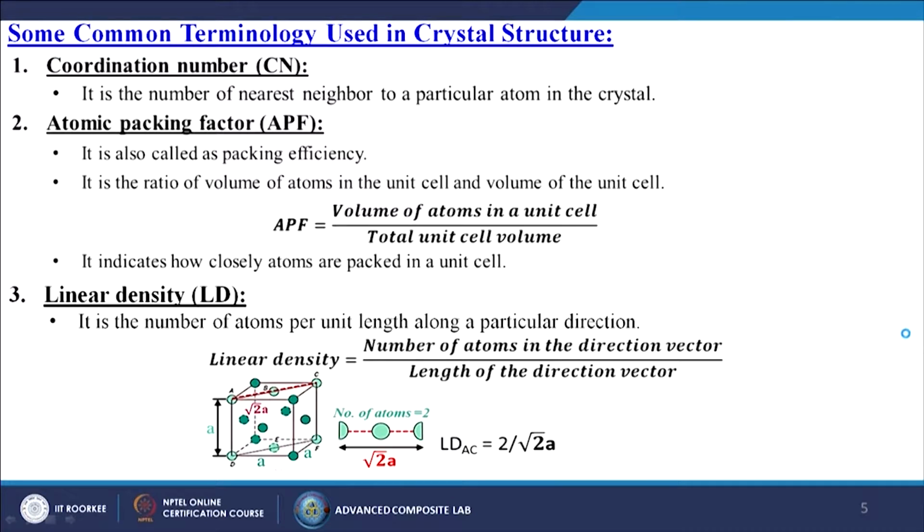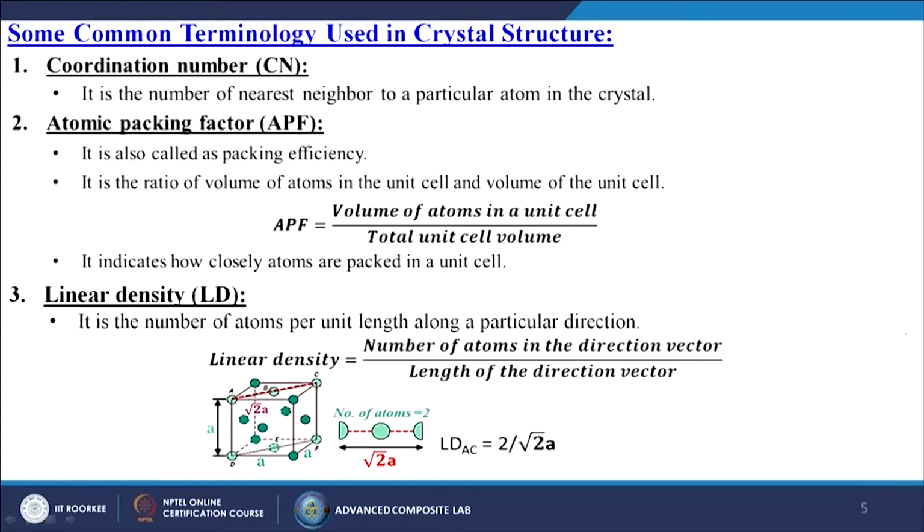Now let us discuss some common terminology that we use for determining the crystal structure. First is the coordination number, in short CN. What is that? It is the number of nearest neighbors to a particular atom in the crystal. How many neighboring atoms are present around an atom is known as the coordination number.